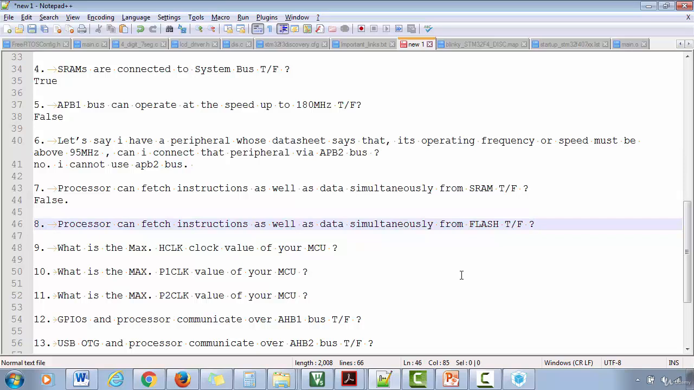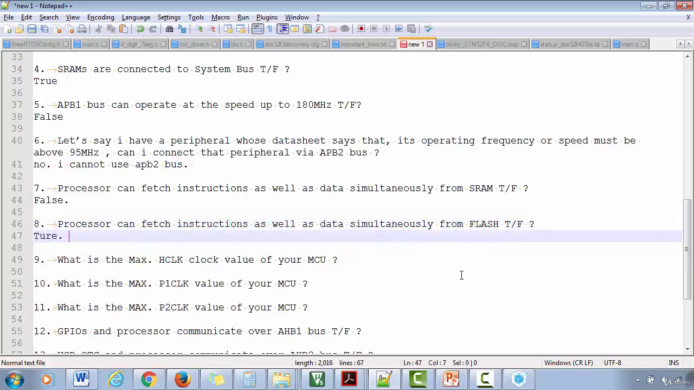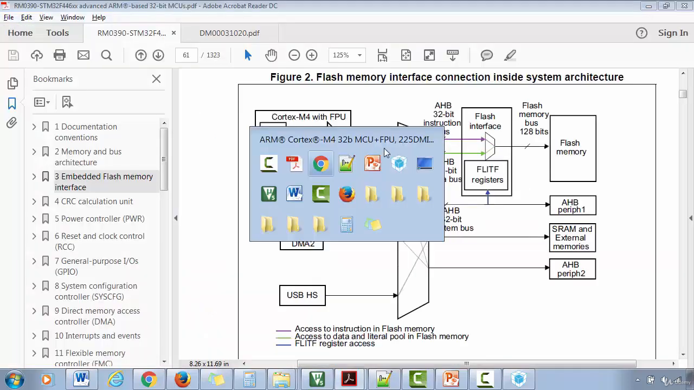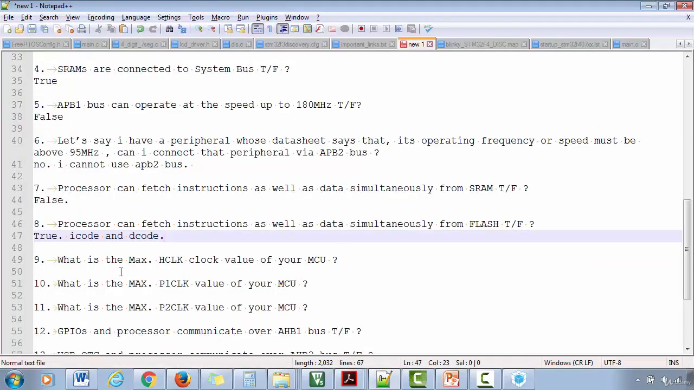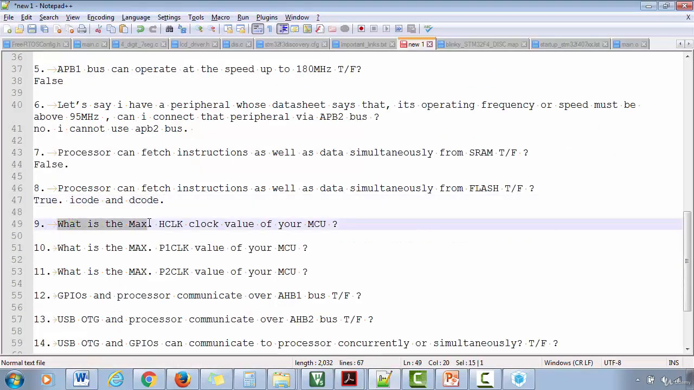So what's your answer? This is true, right? It can fetch simultaneously because it has separate buses called I-code and D-code. All right. So now next question. What is the maximum HCLK?